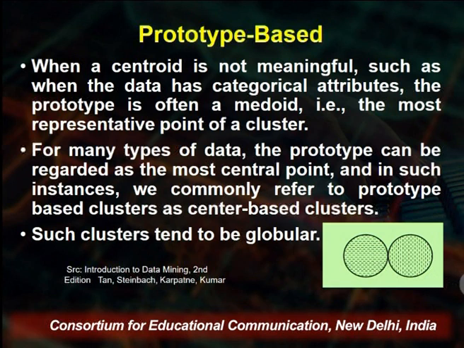So here what we do is that for many types of data, the prototype is regarded as the most central point, and in such instances we commonly refer to the prototype based clusters as center based clusters. So therefore, we are using the term prototype based or center based clusters. So such clusters have to be globular. Why? Because we are actually centering the properties of the cluster or of the prototype on the particular central tendency, whether it is the centroid or it is the medoid, right.